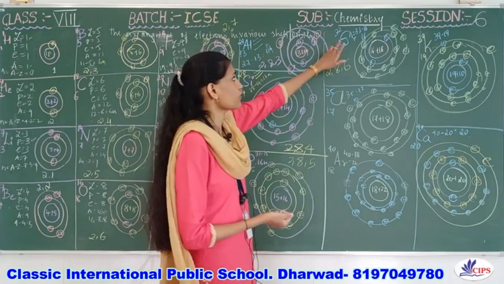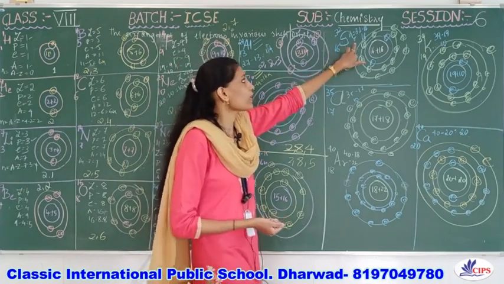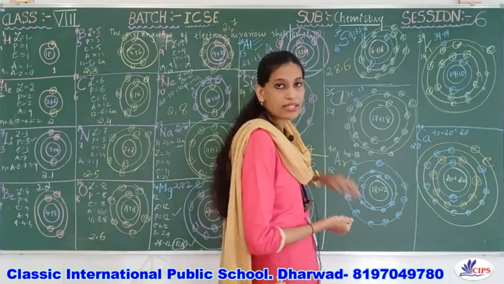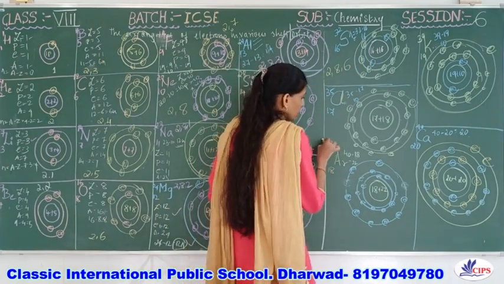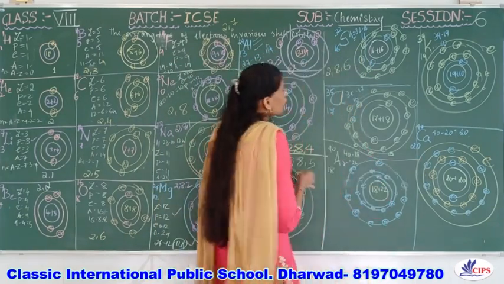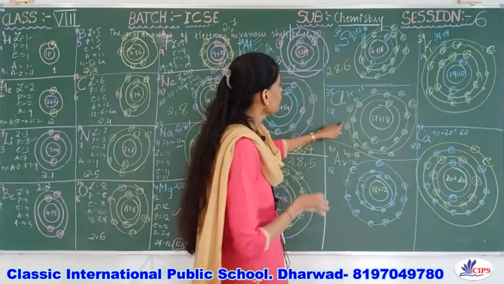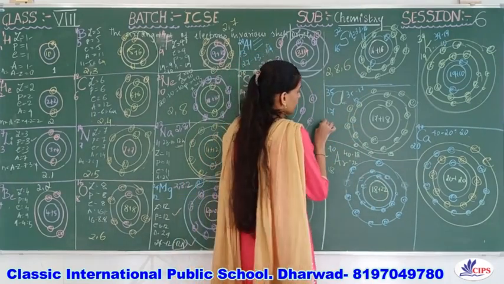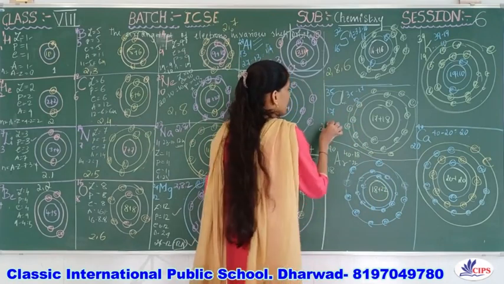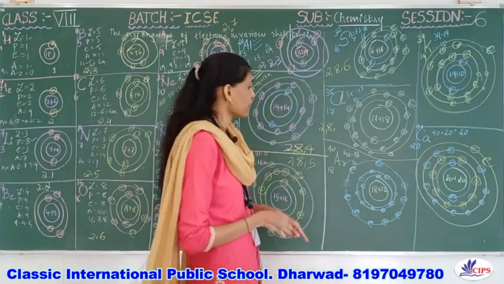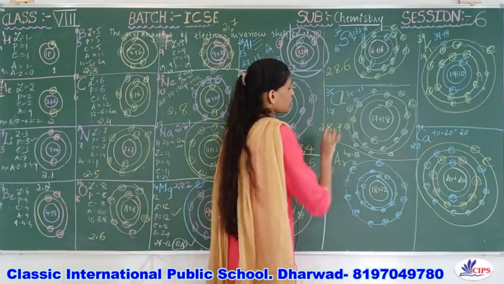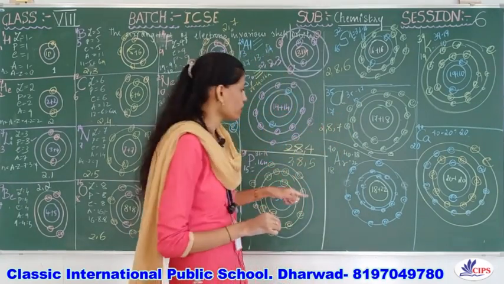After phosphorus we have sulfur. Sulfur, we have 2, 8 and 6. Then we have chlorine. Chlorine has 2 electrons in K shell, 8 electrons in L shell and 7 electrons in M shell.